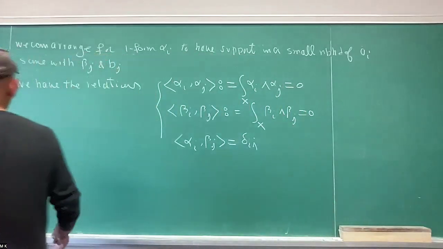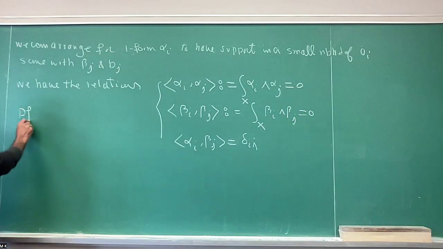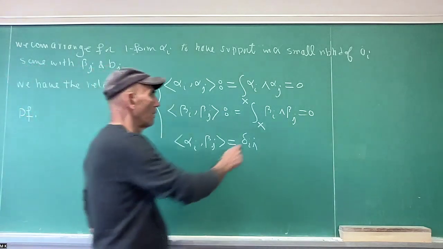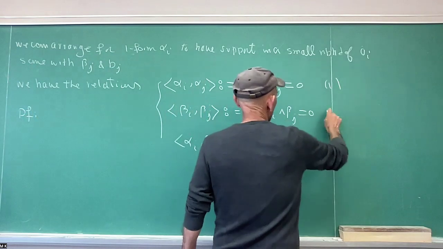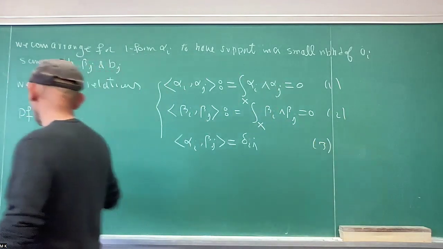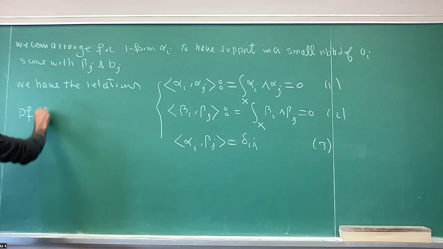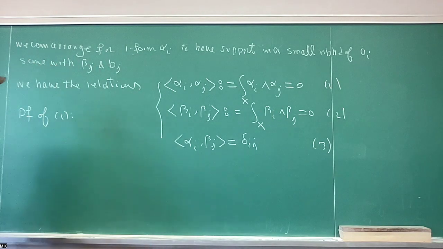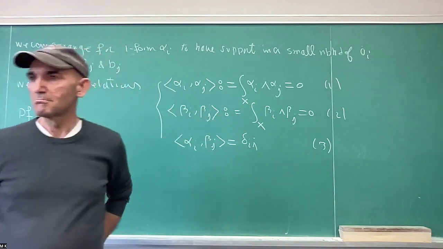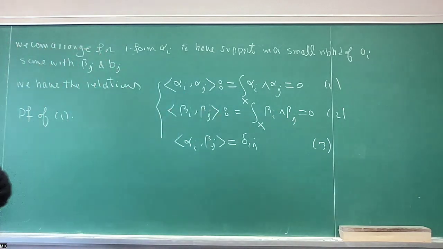Okay, so the proof. Let's call these equations 1, 2, 3. So, proof of 1. Why is this true? By the way, I described the construction of these one-forms alpha I.